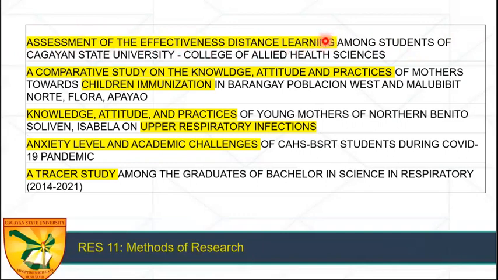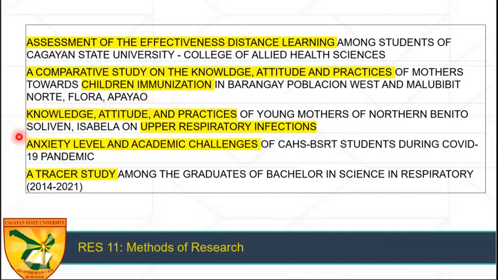For the second example, a comparative study on the knowledge, attitude, and practices of mothers towards children immunization in Barangay Poblacion West and Malubibit Norte, Flora Apayao. So our what there actually is your knowledge, attitude, and practices on children immunization. So you can see already the variables. You have your independent and dependent variables here.